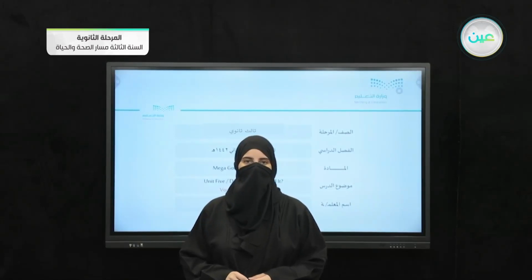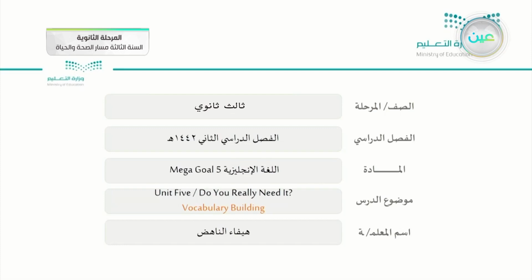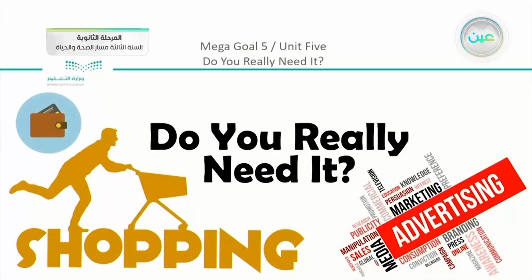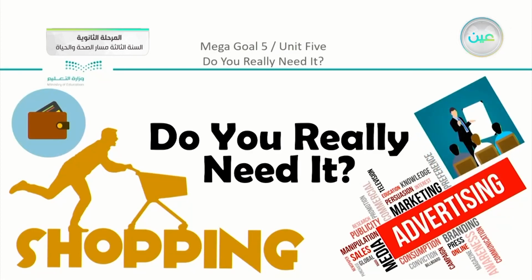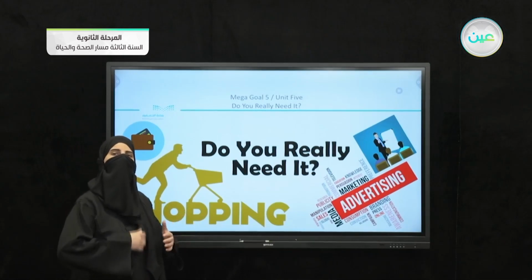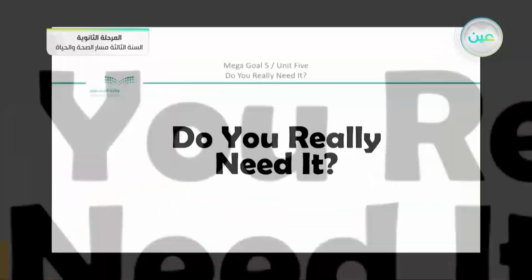Hello, students. We are going to complete our week with the unit that we started. We have here Unit 5. Now, the title of the unit is Do You Really Need It? And within the unit, you can see that we talked about different topics concerning advertisement, about shopping. We took something about advising against something, and we had the pronunciation too.